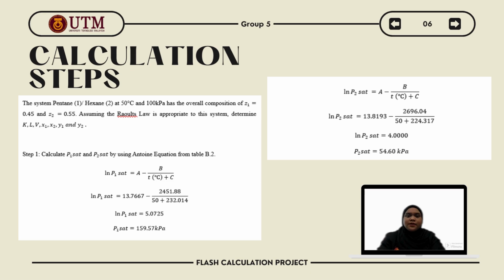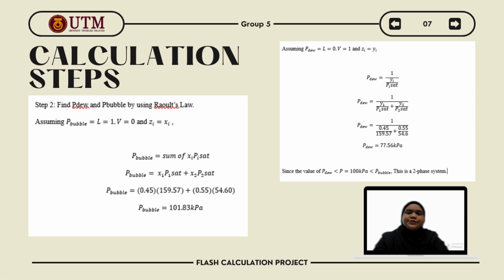The formula that we use is ln P sat equals A minus B over T plus C. T that we use here is in degrees Celsius. A, B, C we can find in Table B2, which is the pentane equation. In this calculation, we will get P sat for species 1 as 159.57 kPa and P saturated for species 2 as 54.6.